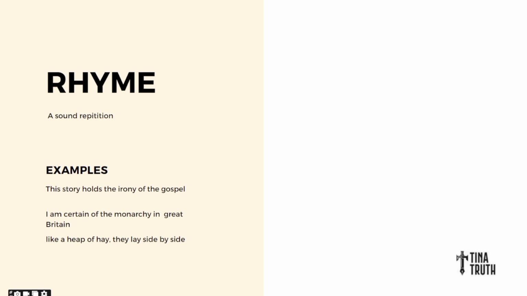And then the second example I wrote here is, I am certain of the monarchy in Great Britain. Certain, Britain. That is a rhyme. But I put one of them in the middle and one at the end of the sentence, and I just rhymed that sentence like that. Good. Now, the last example is, like a heap of hay, they lay side by side. So you see the rhyme there.